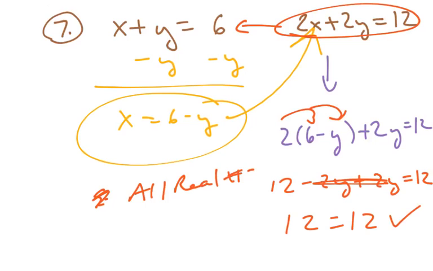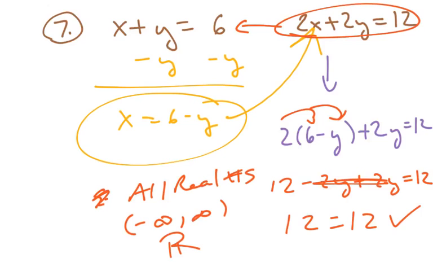All real numbers. Sometimes you'll see it as negative infinity to infinity. Sometimes you'll see the symbol R. There's a lot of different ways we can represent it. So that is it. So hopefully that makes sense. Substitution does take a little practice.